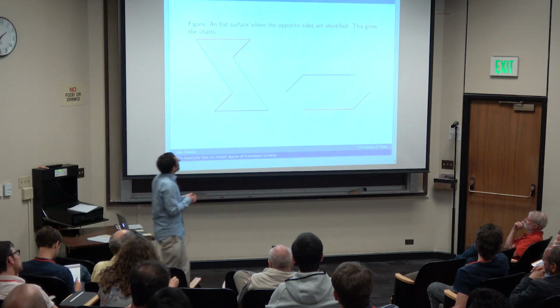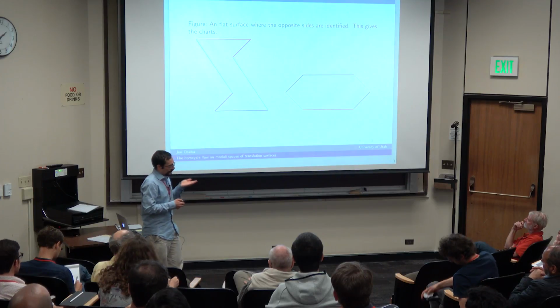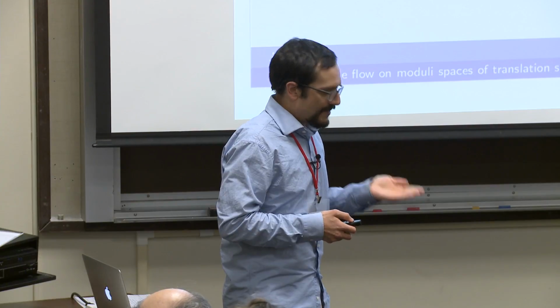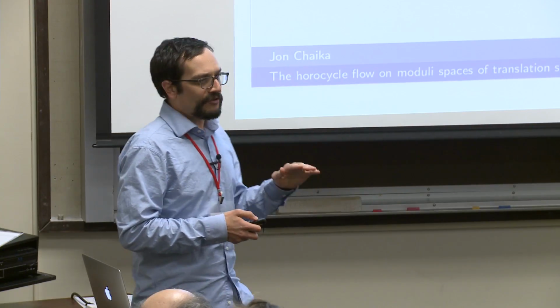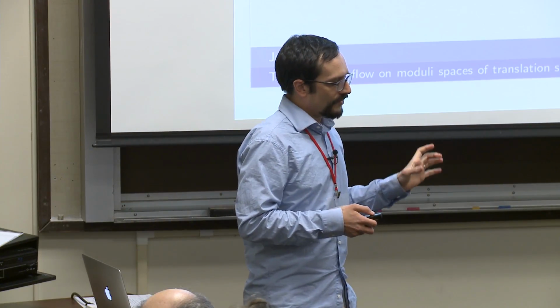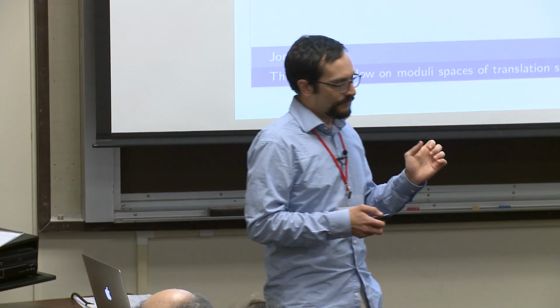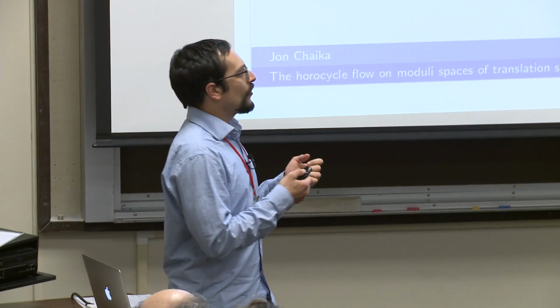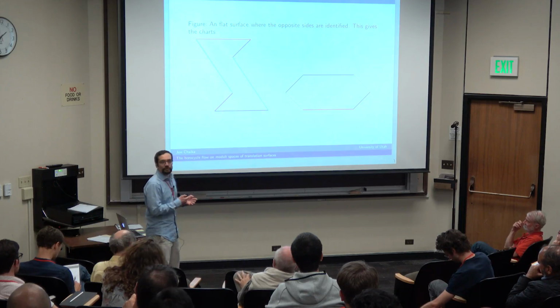So what is a translation surface? For the purposes of my talk today, a translation surface is a special metric on a Riemann surface. It's a metric such that the transition functions between charts on this surface are translations, away from a finite number of bad points where there are cone angles of integer multiples of 2 pi.